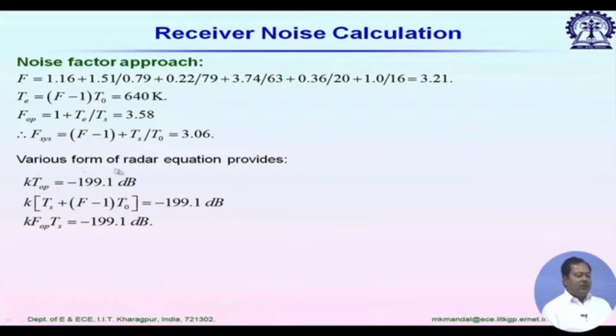We have different forms of the radar equation, some of which we already derived. If we put in the values, the noise contribution, kT operating, comes to minus 199.1 dB. For the second formula, again it comes to minus 199.1, and for the third one also the same. So all these equations you can verify individually by using their definitions. In all the cases it comes out the same value, as it should.